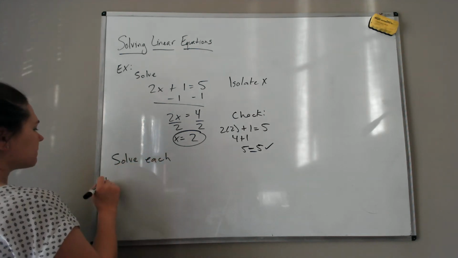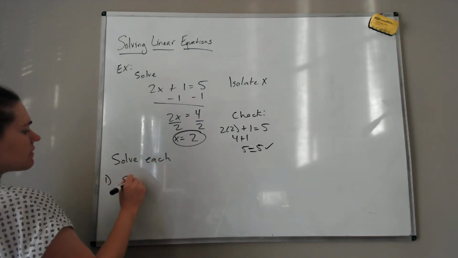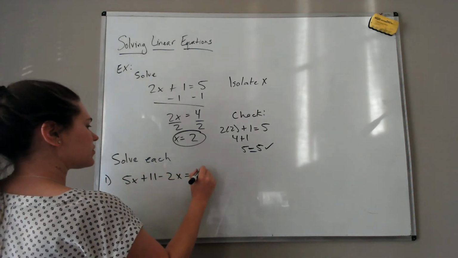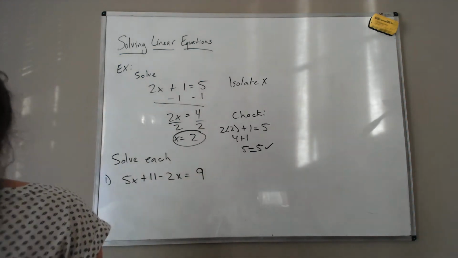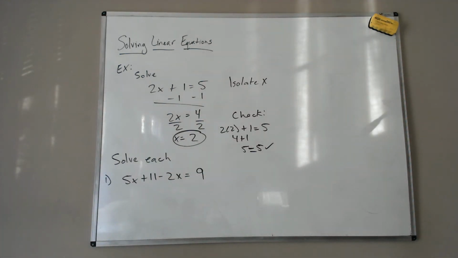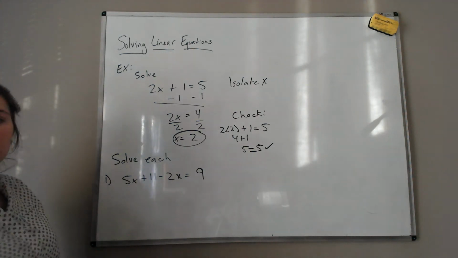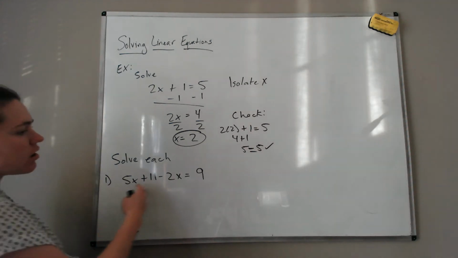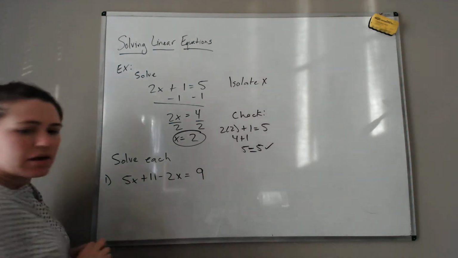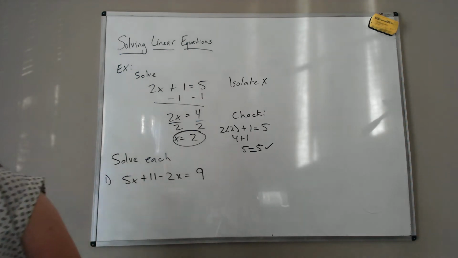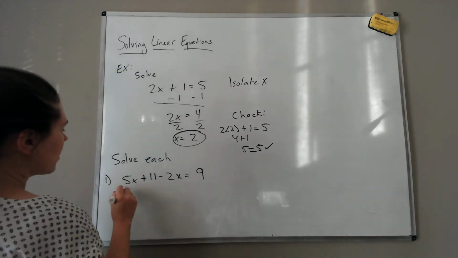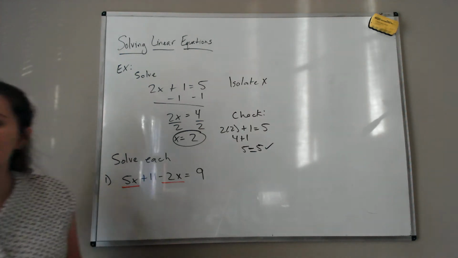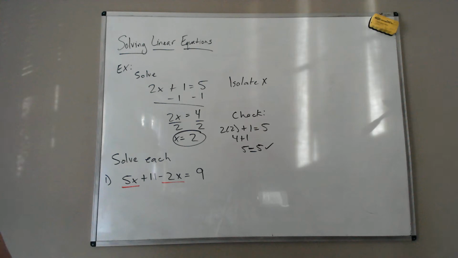Number 1, let's do 5x plus 11 minus 2x equals 9. In this equation, we're trying to find the value of x that's going to make this equation true. You can't just start getting x by itself yet because you have x's on the same side of the equation. We have a 5x and a negative 2x, so we need to combine those. Remember, they're on the same side, so you're just combining.